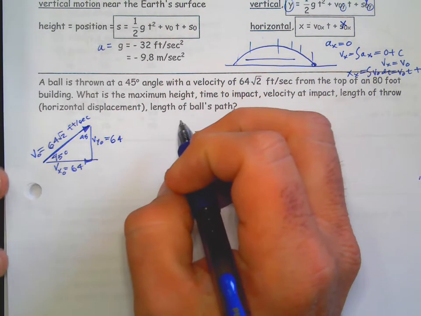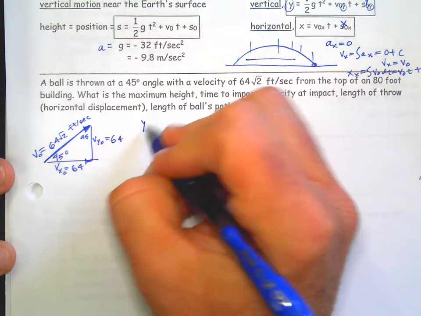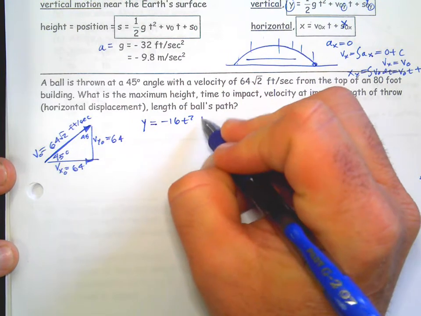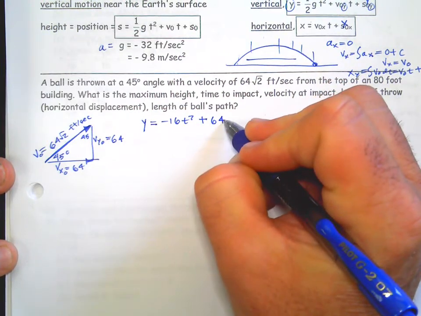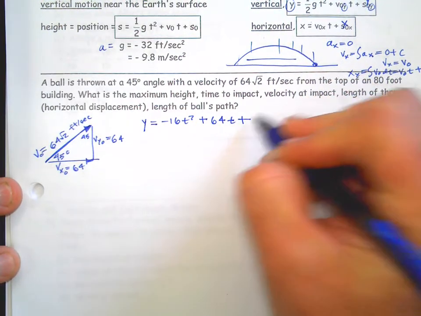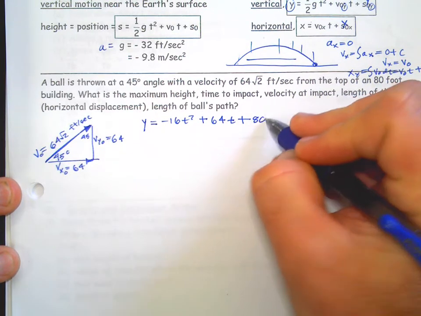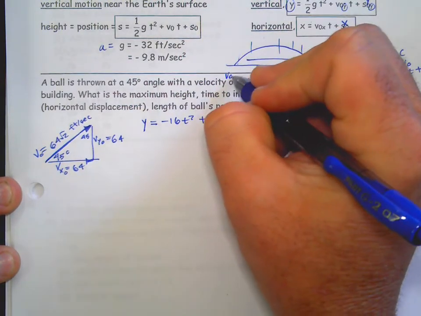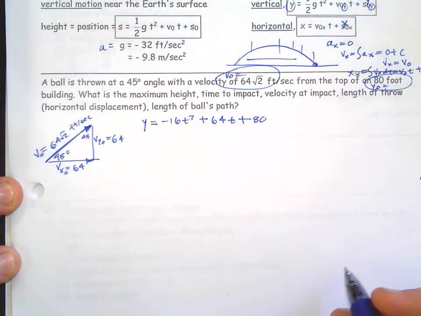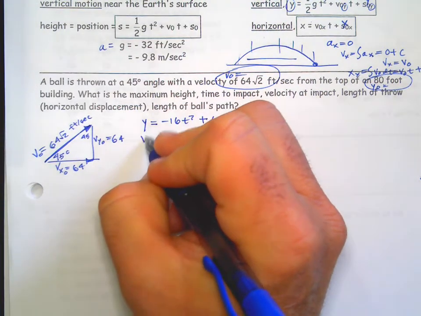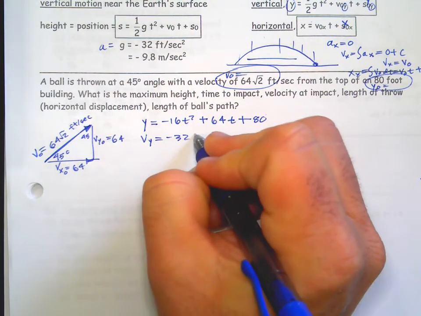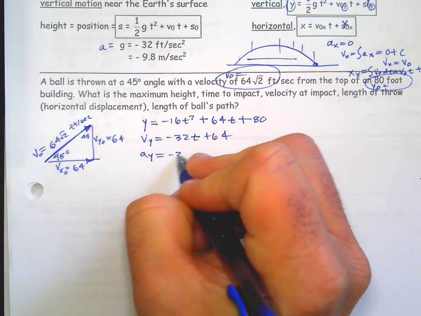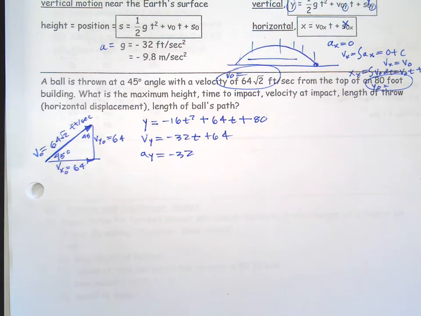So I think it'd be good to write our equations first. The equation in the y direction is going to be negative 16t squared plus the initial velocity in the y direction, t, plus the initial position in the y direction, which was 80 feet. This is y naught right here. This is v naught right here. And then velocity in the y direction is going to be negative 32t plus 64. And acceleration in the y direction is going to be negative 32, which should make sense because that's gravity.